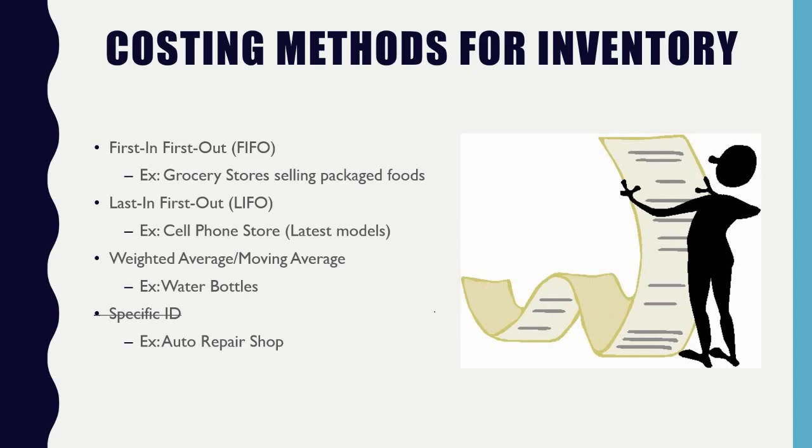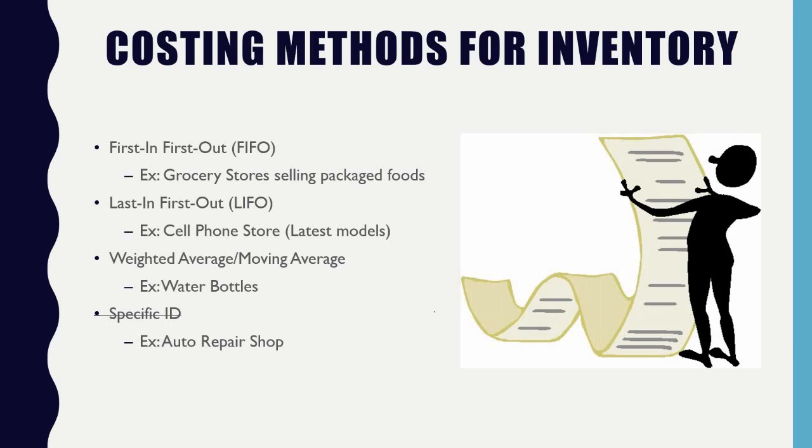So as we mentioned before, there are two tracking methods, periodic and perpetual. The costing methods are going to be the same. It's the way that we track it that is different. FIFO still applies to grocery stores, and last in, first out, LIFO, applies to cell phone stores. Weighted average or moving average applies to regular resources like water bottles. And specific ID does exist. So in this case, the costing method does not change. It's the tracking method that differs between the two.